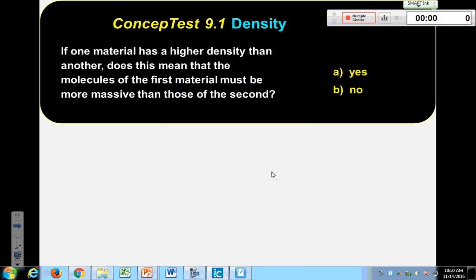One material has a higher density than another. Does that mean that the molecules must be more massive in the first one than in the second?